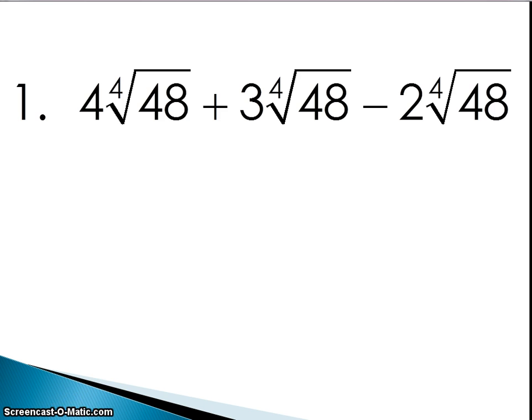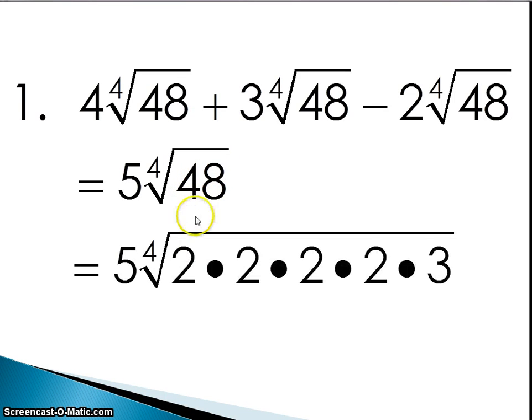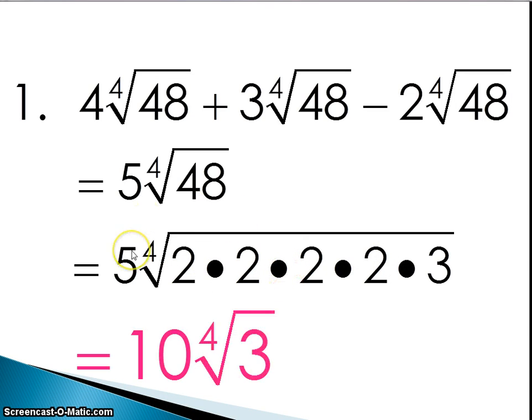So all we need to do on this problem is combine the numbers out front. 4 plus 3, take away 2. Then you need to do a prime factor on your calculator and expand out the 48. With the root of 4, we're looking for 4 of a kind. We have 4 2's. When we bring out a 2, we multiply it times the 5.